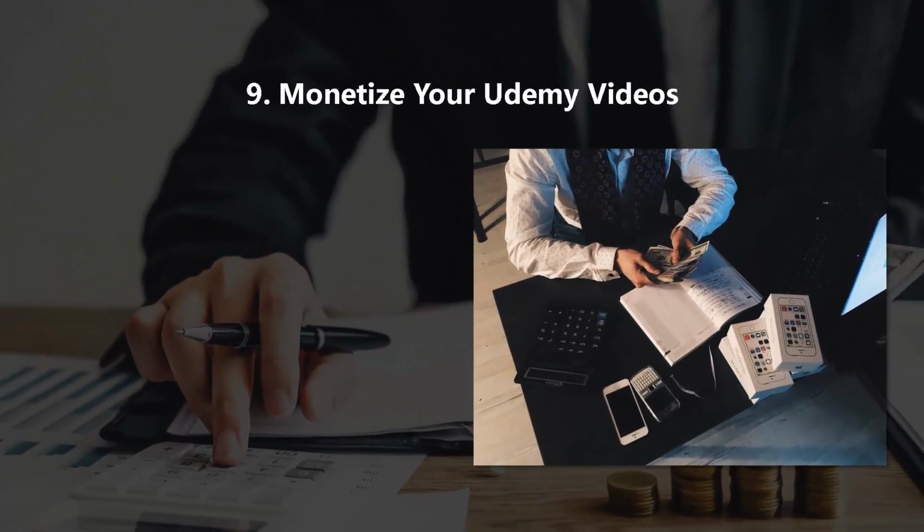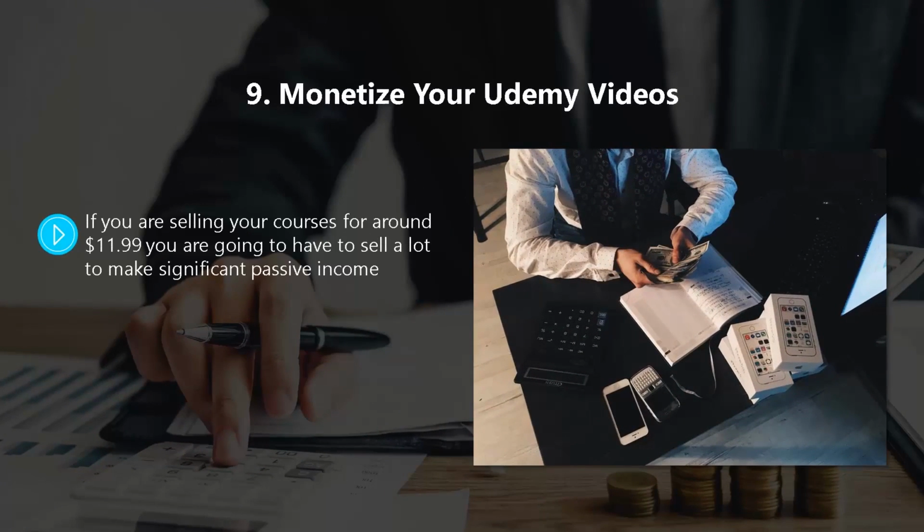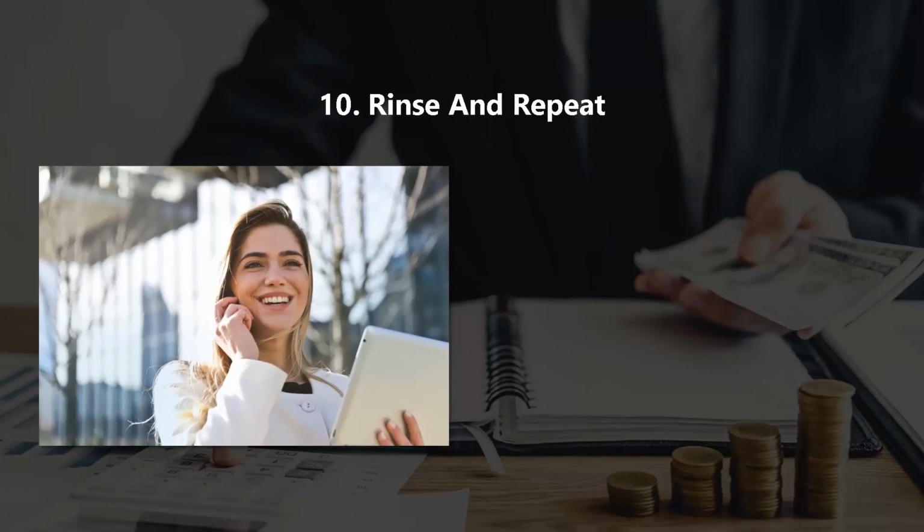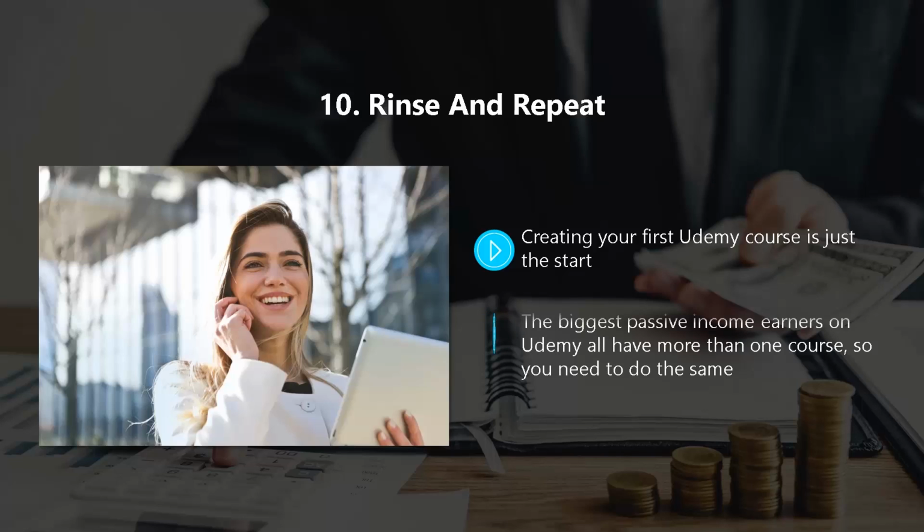9. Monetize your Udemy videos. If you're selling your courses for around $11.99, you're going to have to sell a lot to make significant passive income. You can monetize your Udemy courses by adding affiliate links to other related products, links to your website offer pages, and so on. 10. Rinse and repeat. Creating your first Udemy course is just the start. You need to be committed for the long term and plan to create more Udemy courses. The biggest passive income earners on Udemy all have more than one course, so you need to do the same.